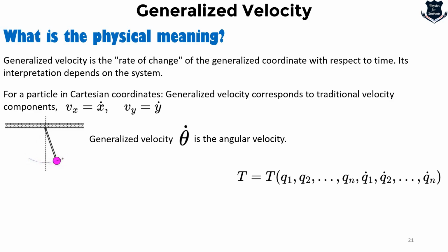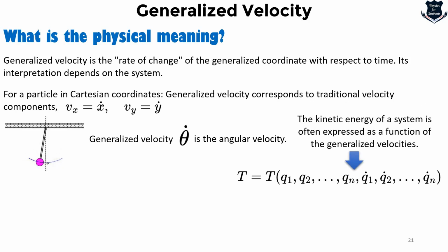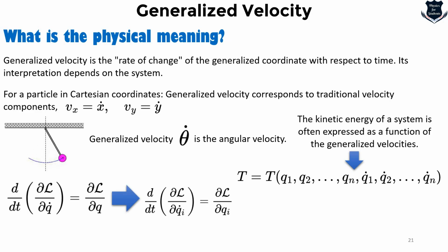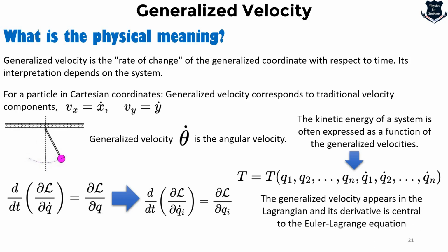So the kinetic energy of a system would be defined by this as a function of the generalized velocity. So T will be equal to the kinetic energy, the Lagrangian, L of q1, q2, up to qn, and q1 dot, q2 dot, up to qn dot. So this can be written in this form definitely, and the generalized velocity appears in the Lagrangian, and its derivative is something which is very, very central to the Euler-Lagrange equation.